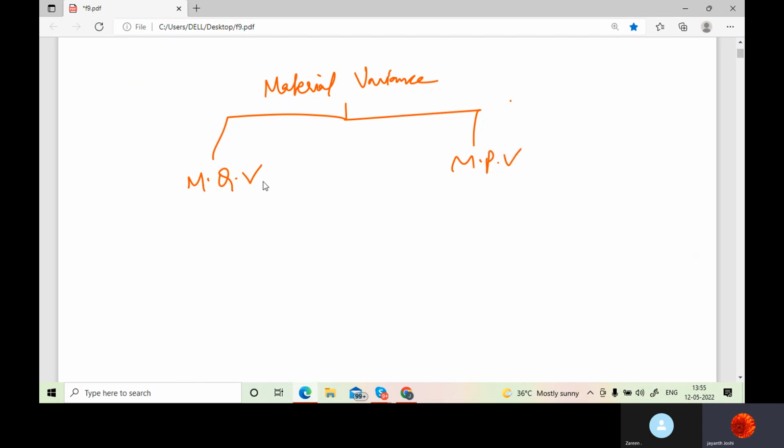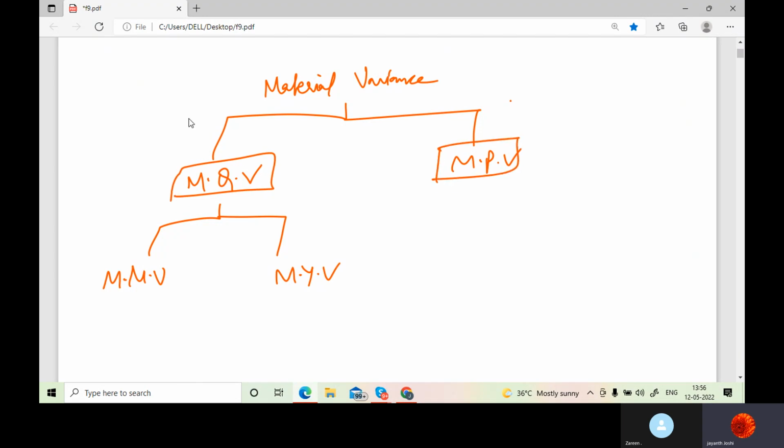Again, if I take quantity variance into picture, I can divide this into two parts: material mix variance and material yield variance. So we have done material quantity variance, material price variance, and material cost variance. Today we will do material mix and material yield variance, and then I'll give you homework to find out all these 5 variances. Okay, so let's start.